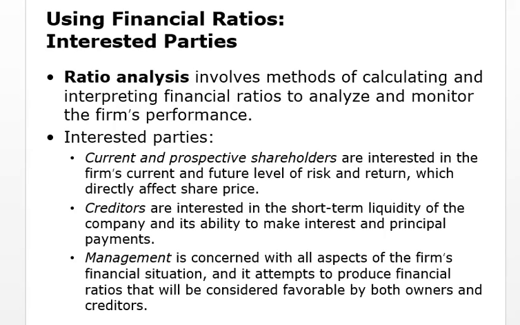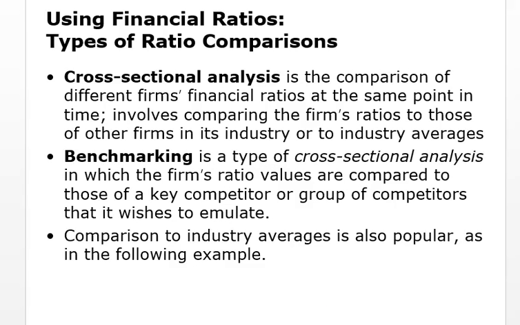Management is also going to be concerned and want to look at the financial situation of the company. So management can use financial ratios to figure out what went wrong. And that's sort of the DuPont model that we're going to go over at a certain point to figure out what went wrong in the company.